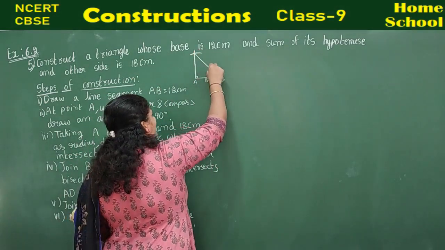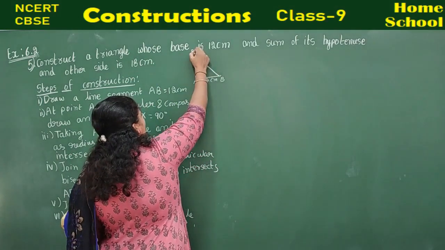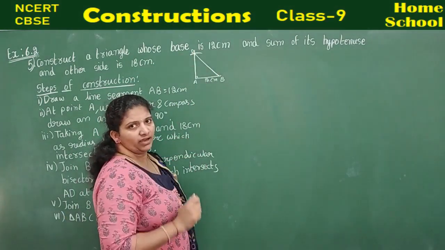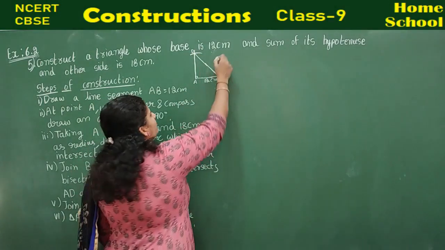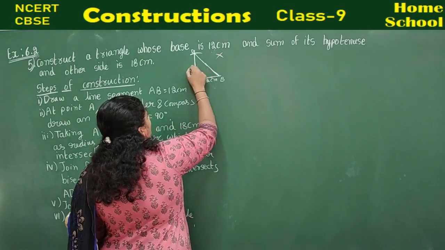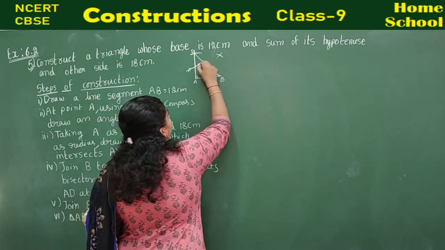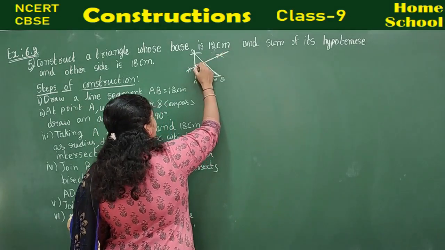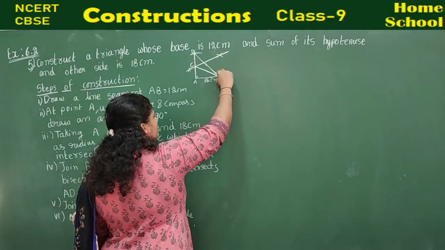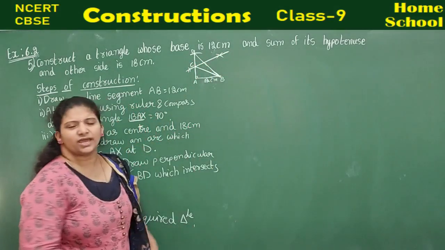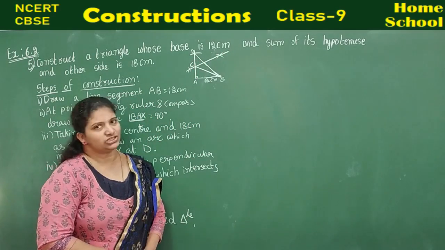Try to join. Mark it as D, not C. Draw the perpendicular bisector of BD. Let's do the perpendicular bisector here. So you are going to get a bisector. It touches a point here. Then mark this point as C. Therefore, ABC is the required triangle.